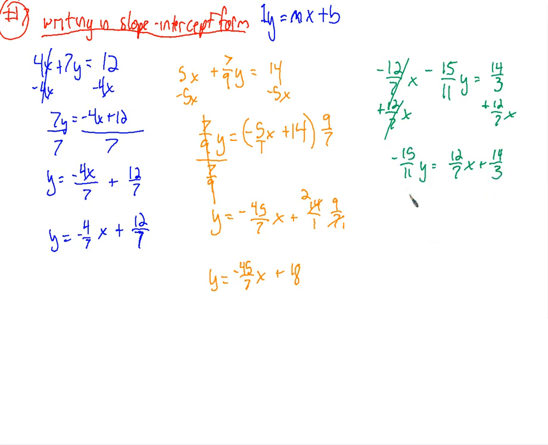Now we want to get rid of this negative 15/11. So we'll divide by negative 15/11. Or you know what? We're going to wind up multiplying by the reciprocal of 15/11 anyway. So let's multiply this by negative 11/15. Of course, negative times negative is positive. 15 divides 15, 11 divides 11. We get 1 times y. And on this side, we need to multiply by negative 11/15.